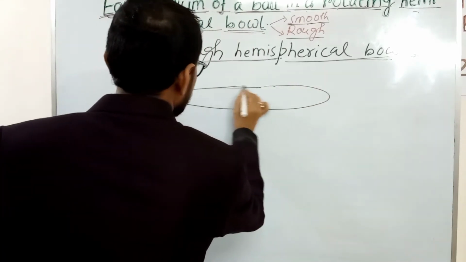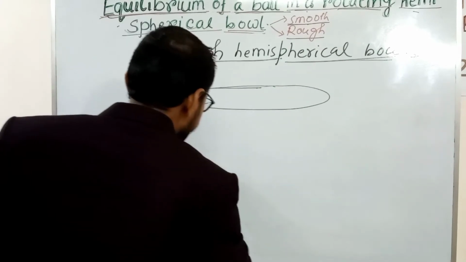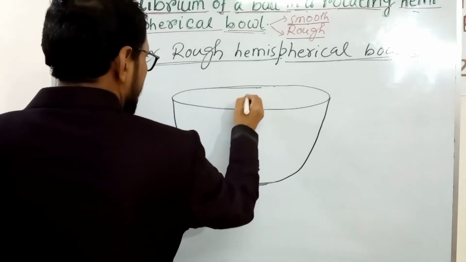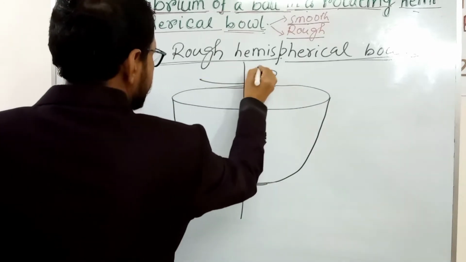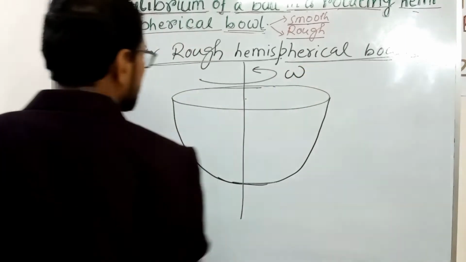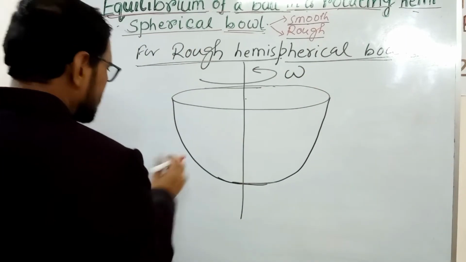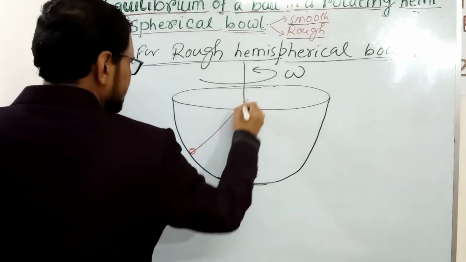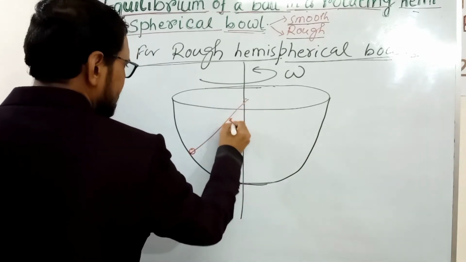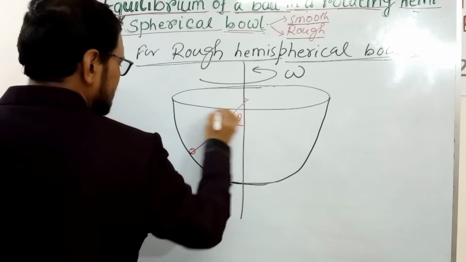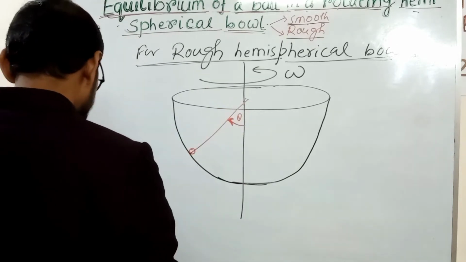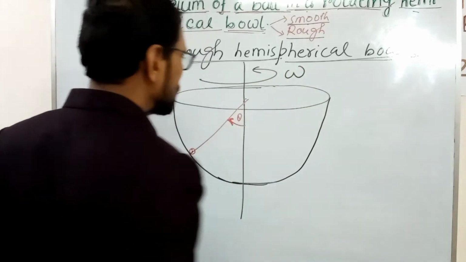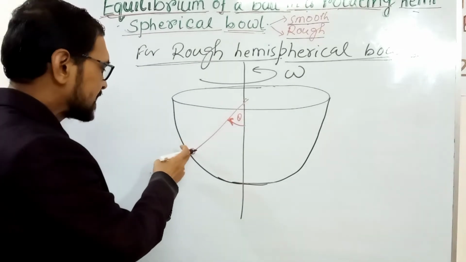This bowl is rotating with angular velocity omega, and here a ball is present at an angular position theta. Theta is measured from the vertical axis. This is theta. Now what are the different forces acting on the ball? If the ball is rotating with angular velocity omega, what are the different forces acting on the ball?